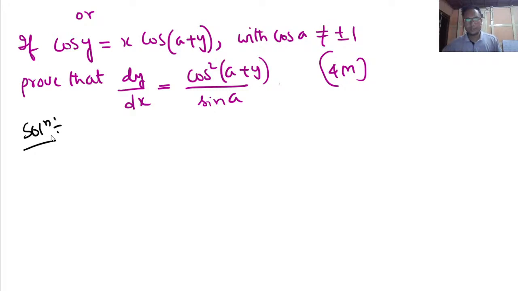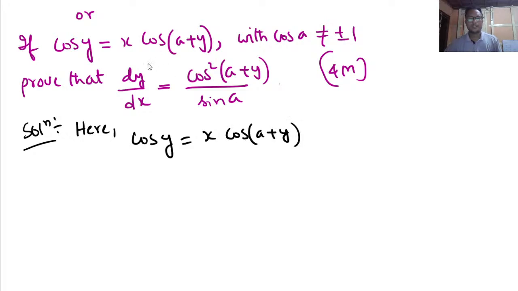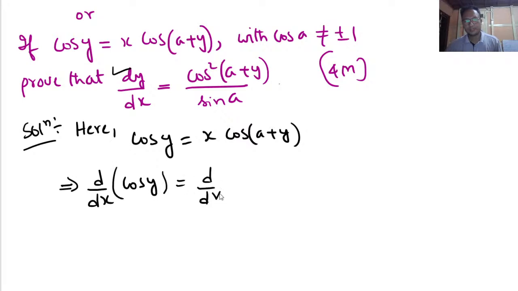Okay, so here what is given here? cos y = x cos(a + y). We have to prove that dy/dx equals this. So we will differentiate on both the sides. Cos y, dy/dx, x cos(a + y), right?